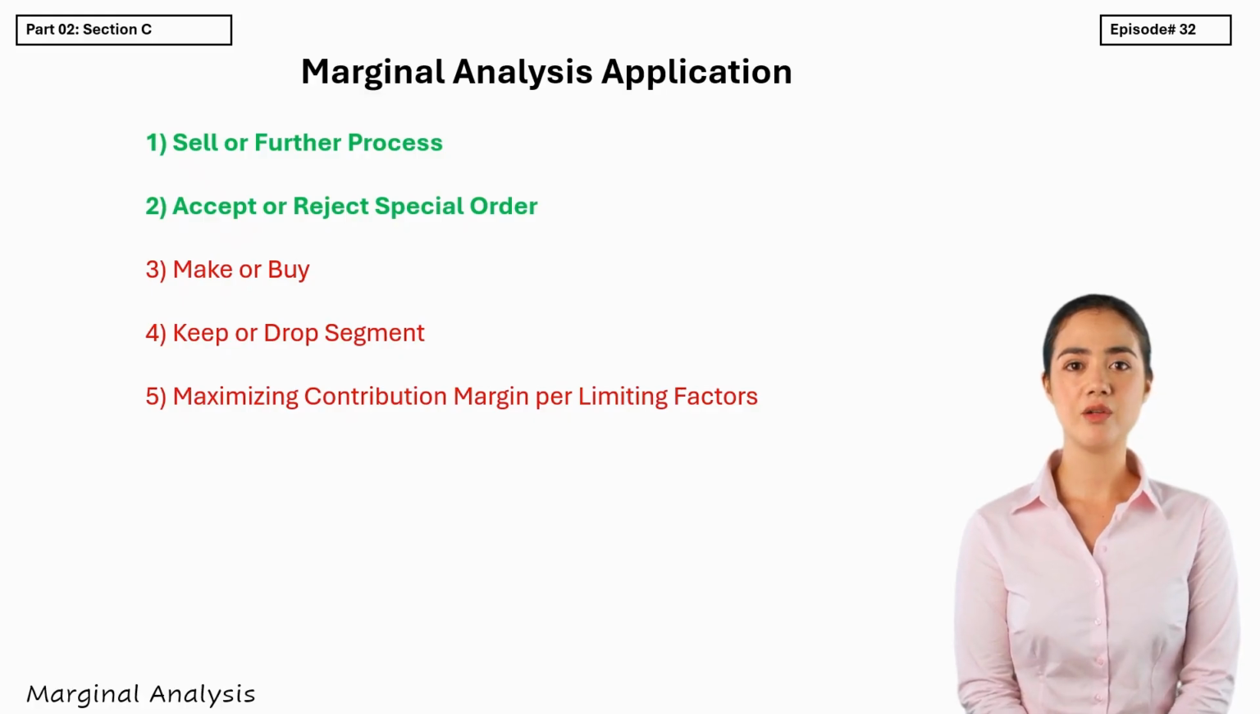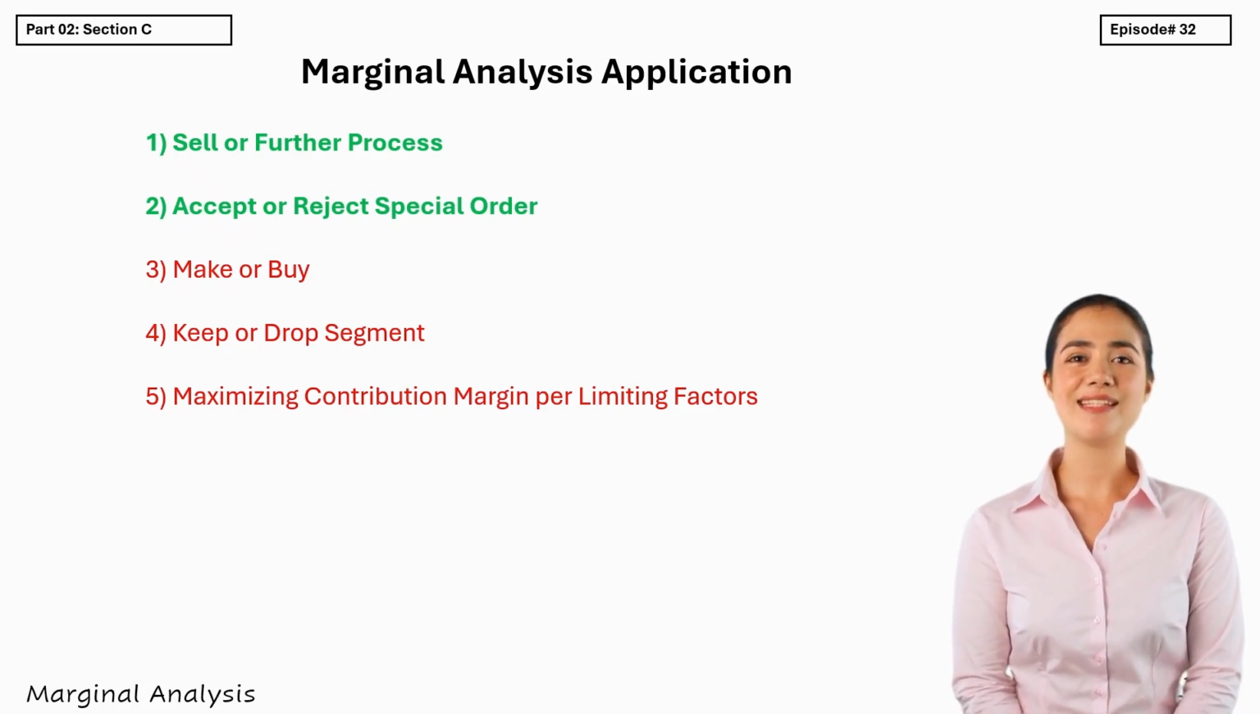So far in marginal analysis, we've covered 2 out of the 5 important applications: sell or further process, and accept or reject special order. The remaining 3, make or buy, keep or drop a segment, and maximizing contribution margin under limiting factors, will be discussed in the upcoming episodes.